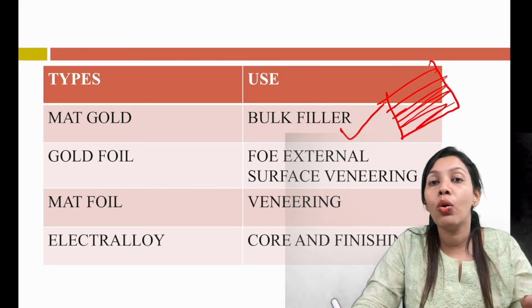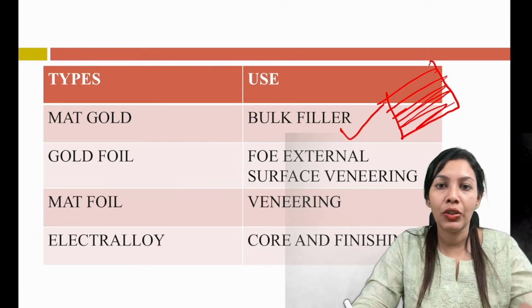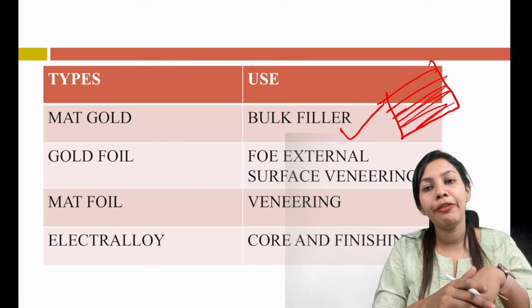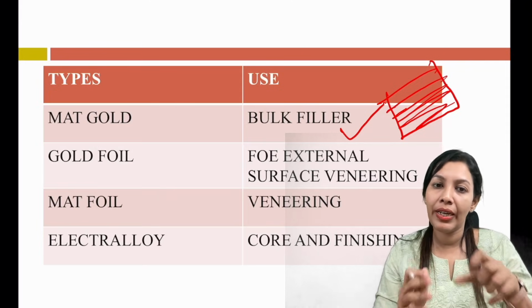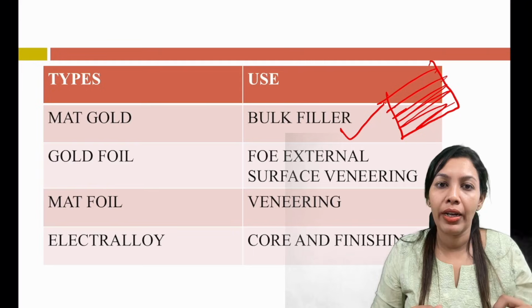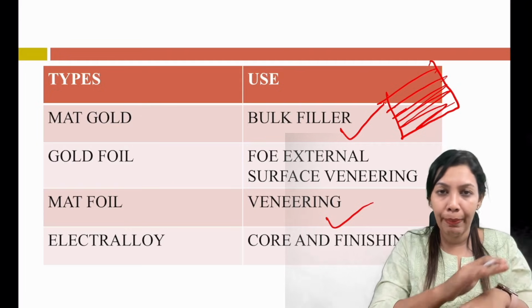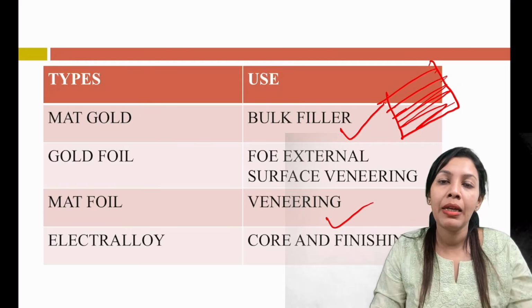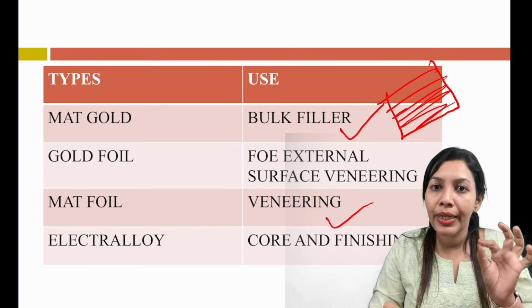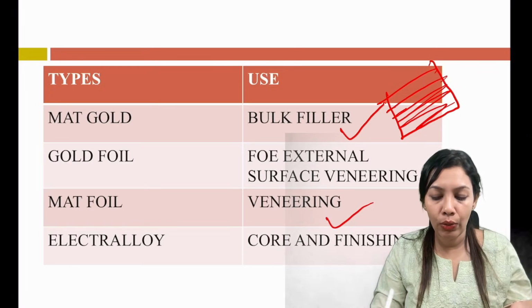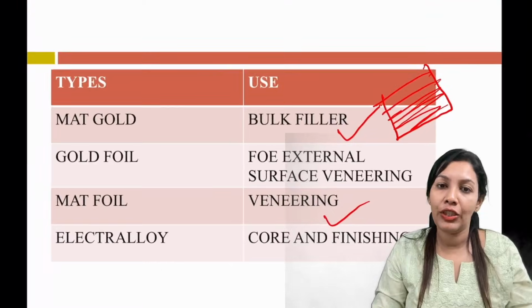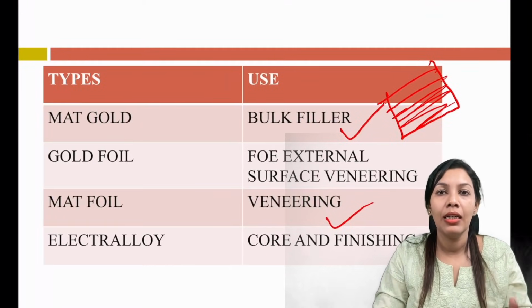Where do we use the gold foil? Gold foil, the first one in the classification, is mainly used for the external surface veneering. Where do we use the matte foil? Foils are paper-like, so they are used for veneering. Electroalloy, the electrolytically precipitated gold, is mainly used for the core and finishing. So just memorize this chart.